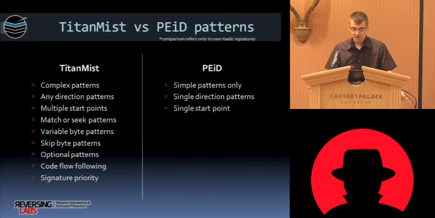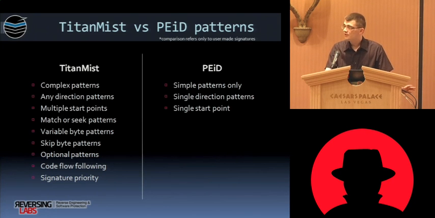So for TitanMist, you can have complex patterns, and for PEiD, you can only have the simple ones, which are just wildcards and bit masking. For PEiD, you have only single direction patterns, and for TitanMist, as we saw, we can go either direction, we can follow calls or do anything. Now, for PEiD, we only have one starting point, that's the original entry point, and we can search for our patterns anywhere in the file.